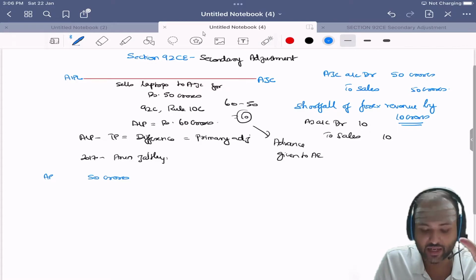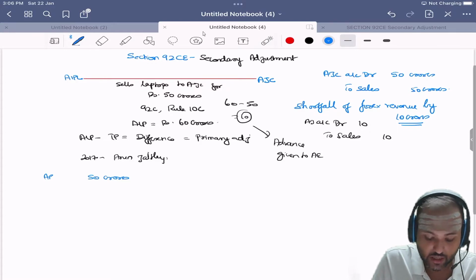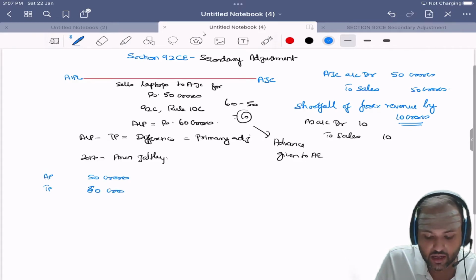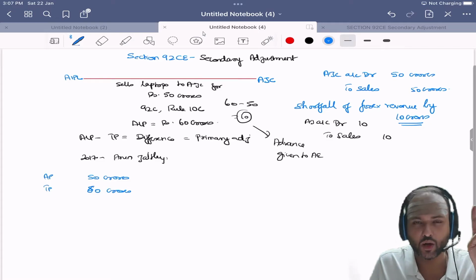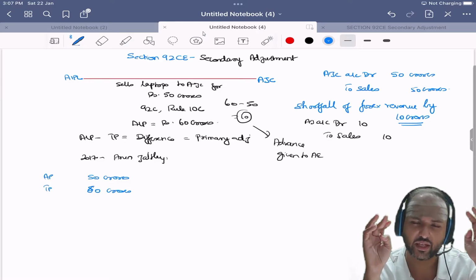Let us take, for ease of understanding, accounting profit is 50 crores. Taxable profit is 60 crores. Why? Because arm's length price is 60 crores. Now, try to understand something.